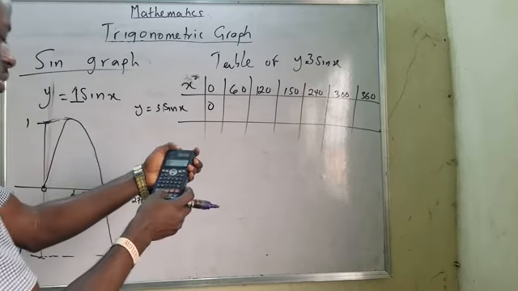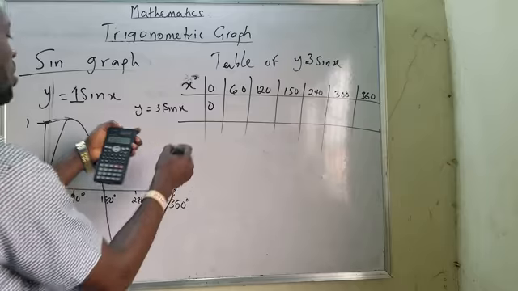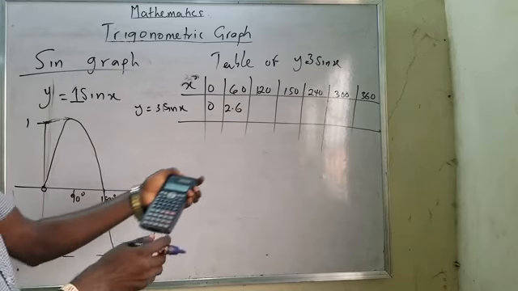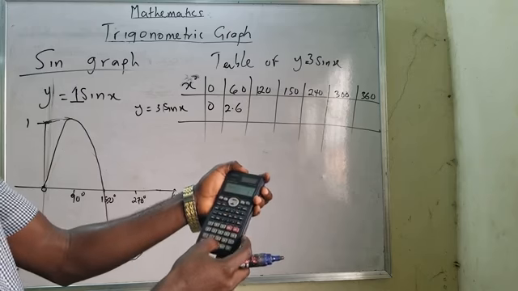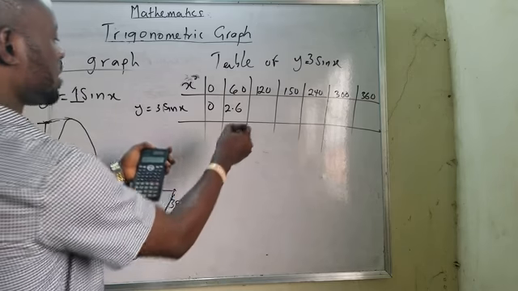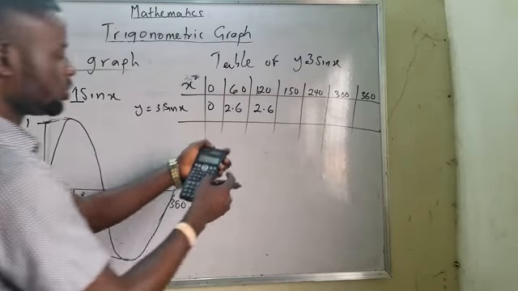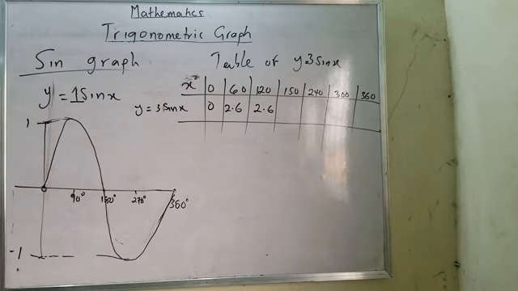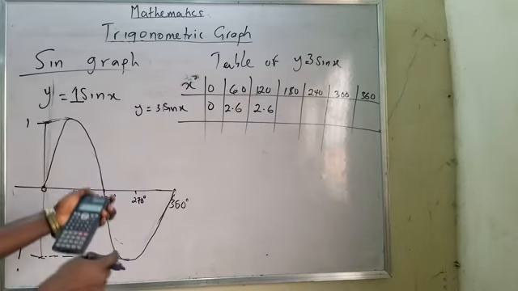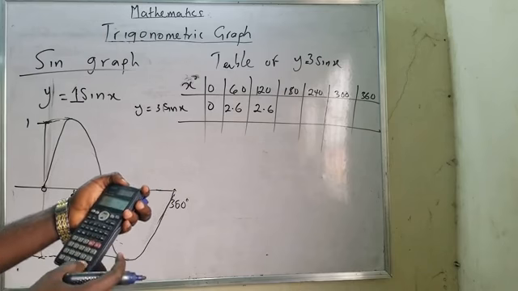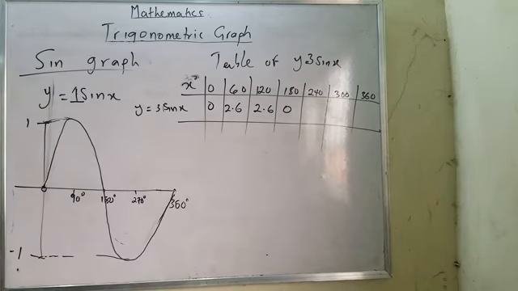The first one is 60, which I will have as 2.6. Now the same way, 3 sin 120, you have it also. Then we are having 180. Sorry, not 150. Now 180, I have 3 sin 180, which is going to be what? It is 0.